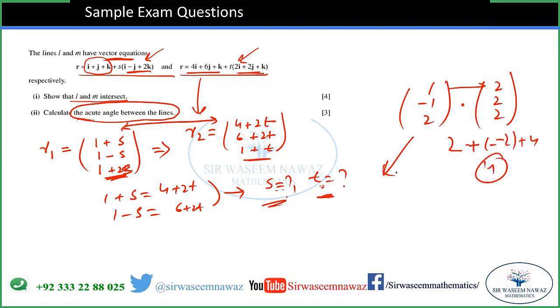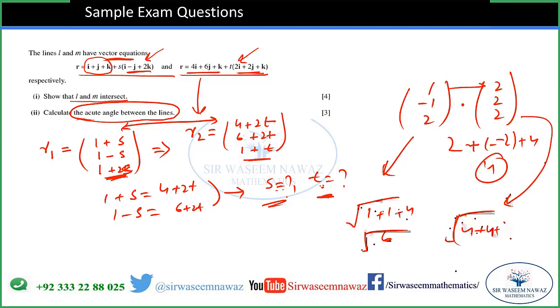Now find the magnitudes. The first will be square root of 1 plus 1 plus 4, that will be square root of 6. And again find the magnitude here. That will be square root of 4 plus 4 plus 4, so that will be square root of 12. So we have the formula: a dot b divided by magnitude of a times magnitude of b is equal to cos theta, and you will find the value of theta.